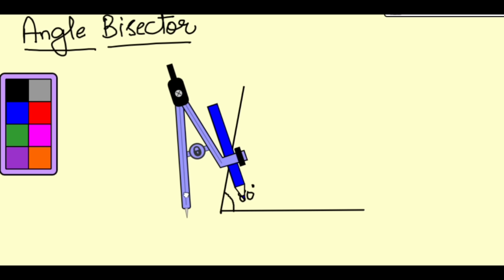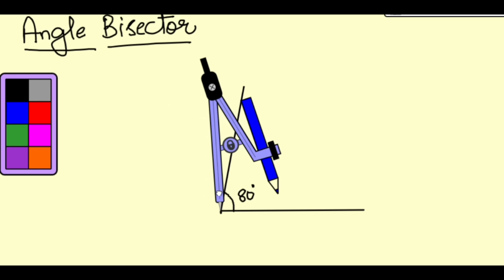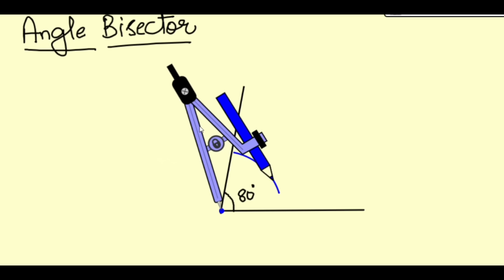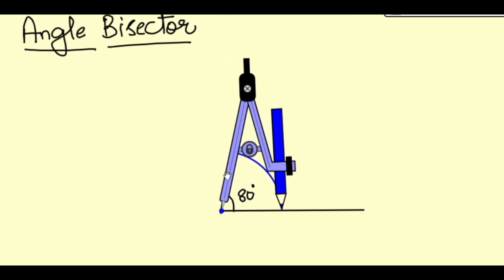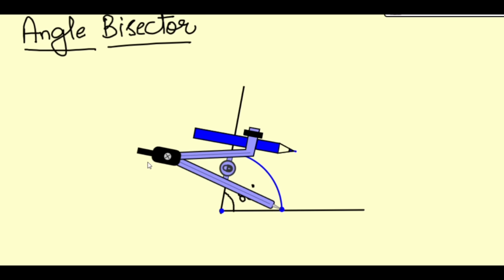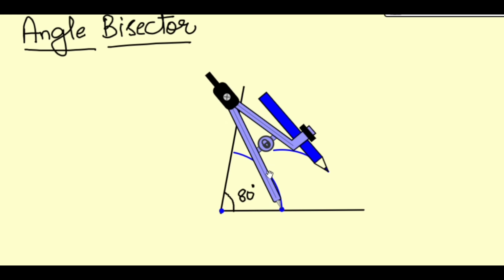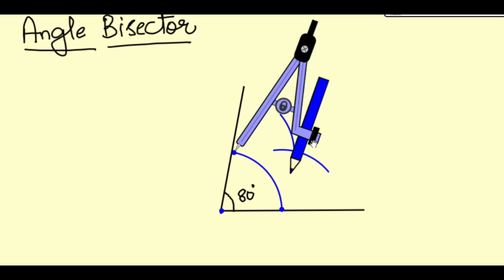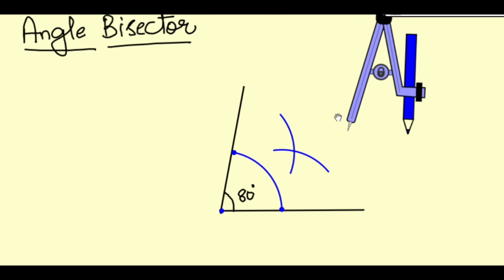Let's make an arc from the vertex of the angle. So at the vertex of the angle, I'll put my compass and make an arc from the initial arm to the final arm. And the rest of the process you know. From one corner of the arc, we make one arc towards the center. From the other corner of the arc, we make another arc towards the center. So the intersection point will be joined with the vertex of the angle.